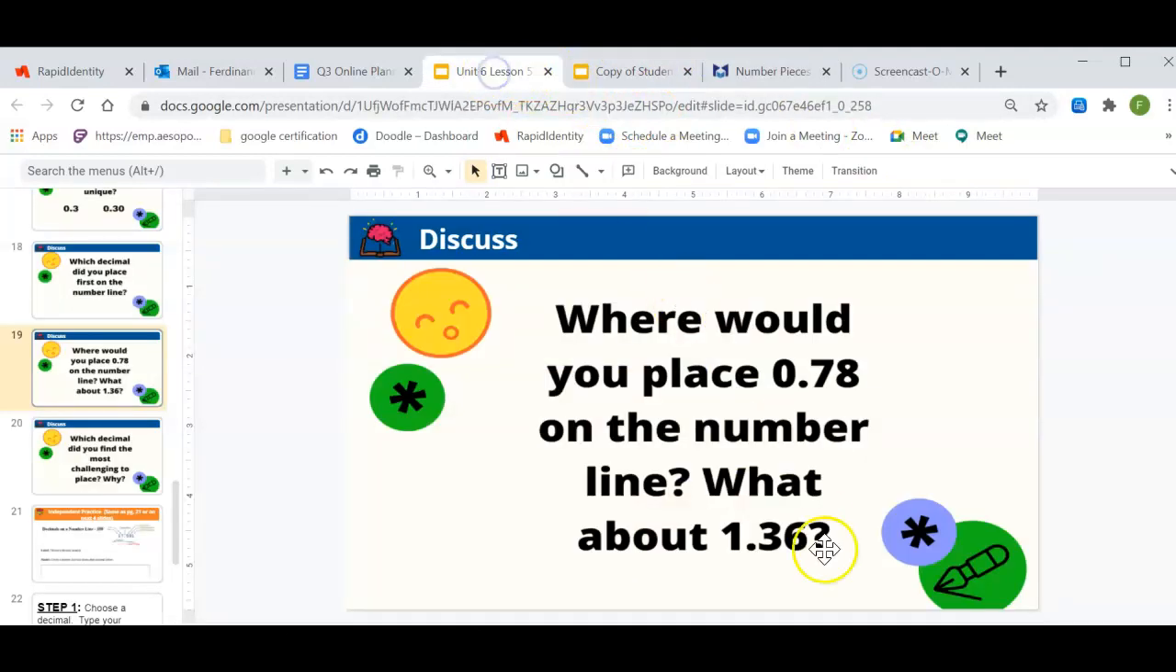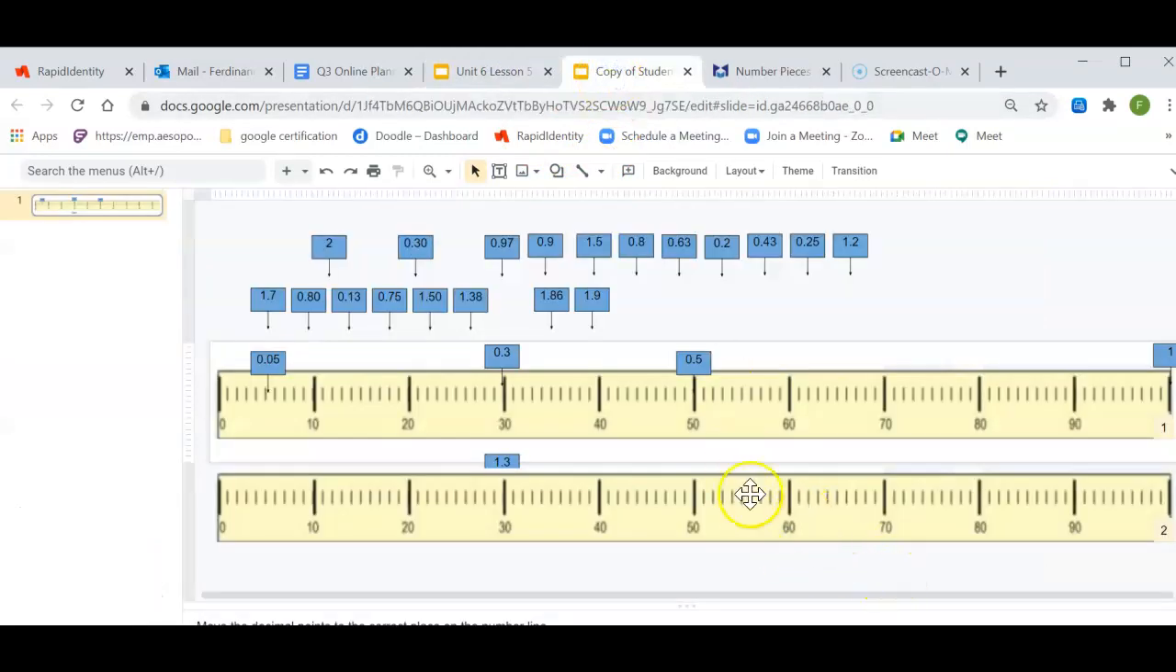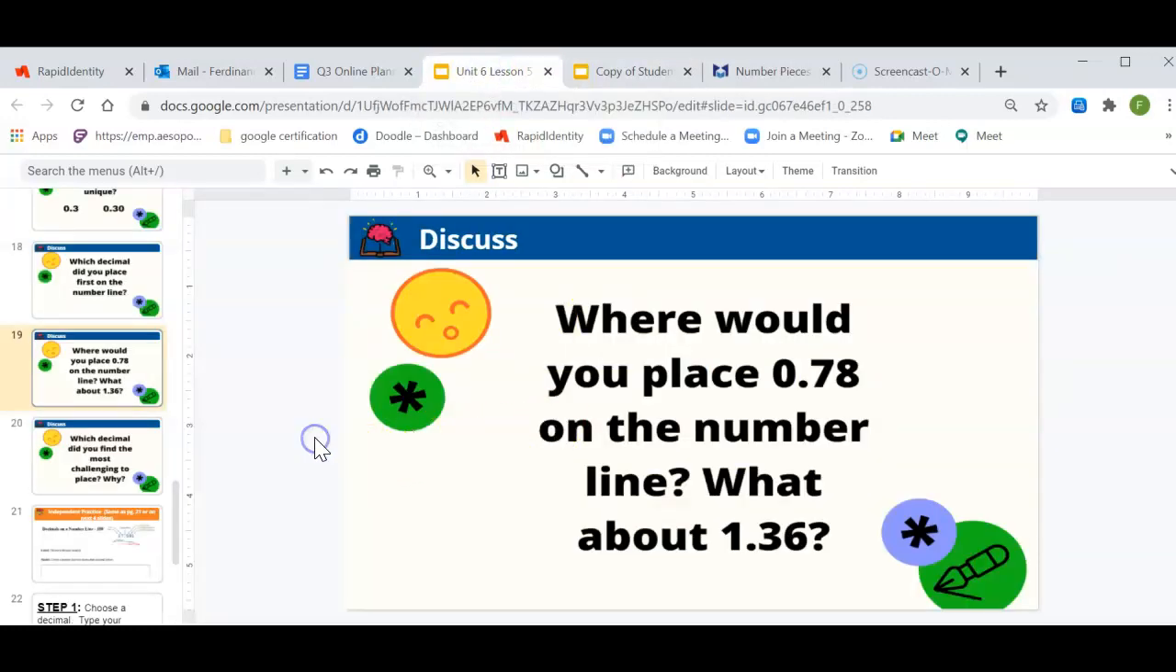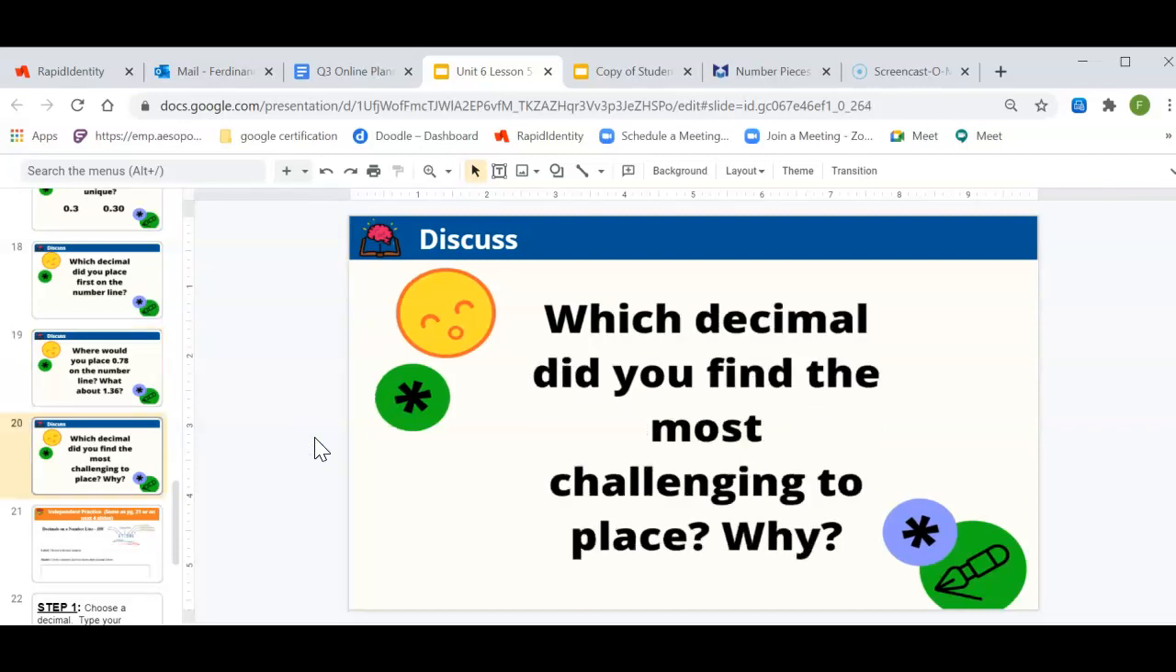And our next one, 1.36. That's 1 and 36/100s. So that means I've already got a whole number. This represents 1. So now I need 36/100s down here. So 36 will be 10, 20, 30, and you go to 5, and then 6. So 36/100s will be right around in here. 1 and 36/100s. All right, so let's go ahead and move to our next one.